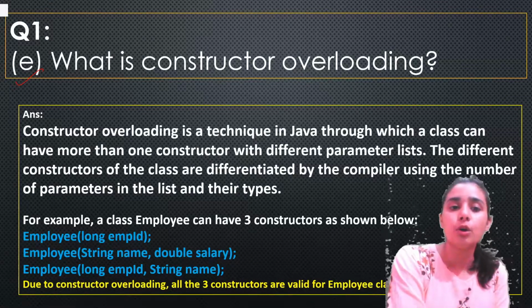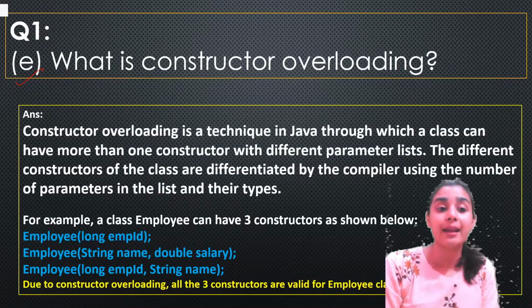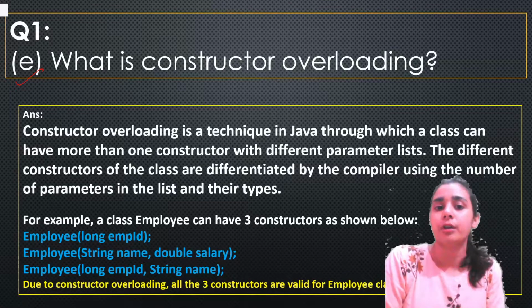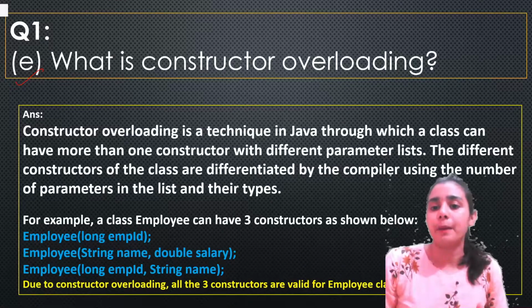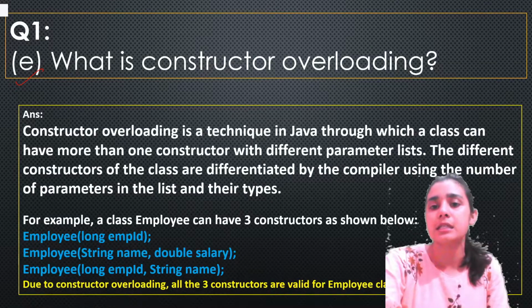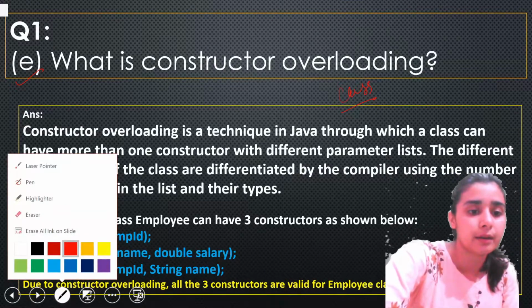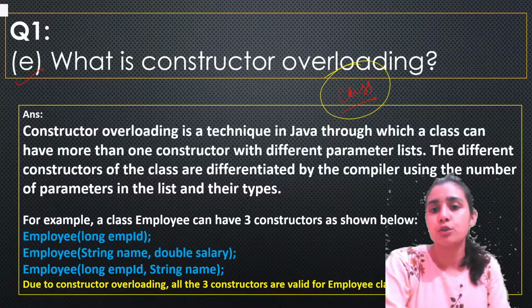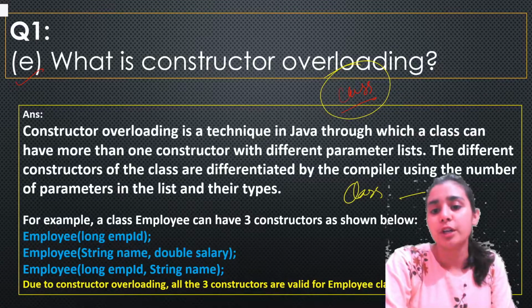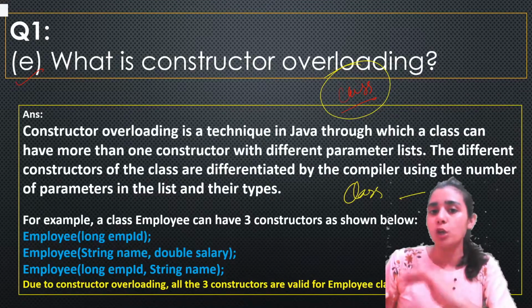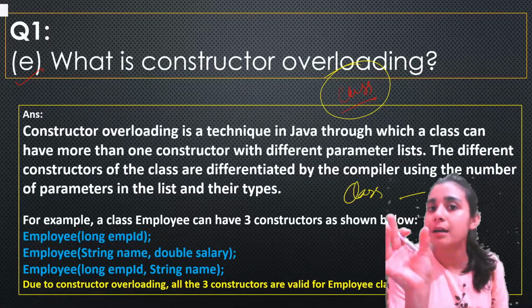So constructor overloading is a technique in Java through which a class can have more than one constructor, as we know, but with different parameters. As we know, the class name and the constructor name, the method name, if both are the same, that will not be a normal method. That will be a constructor there.